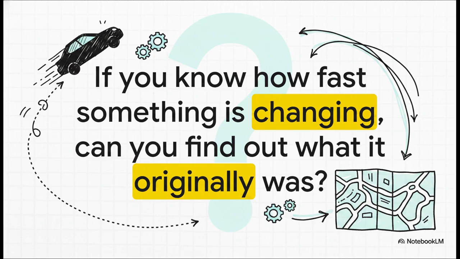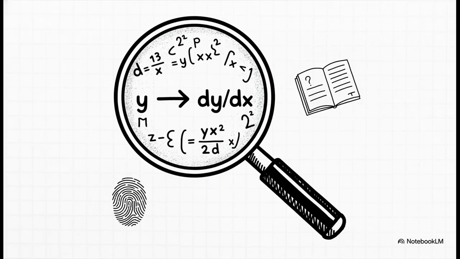So here's the big question, the central puzzle of our entire investigation. Imagine you know the exact speed of a car at every single moment of its trip. Could you work backward from that information to figure out the exact path it took? The answer is a huge yes, and that's the fundamental reason differential equations are so powerful. But to find that answer, we need a special tool. This is our magnifying glass, our fingerprint kit, all rolled into one. It's the differential equation itself. Think of it as the secret language that perfectly describes the relationship between something and how fast it's changing.